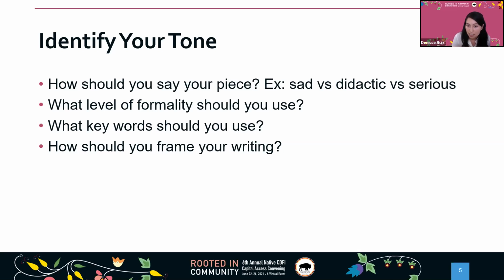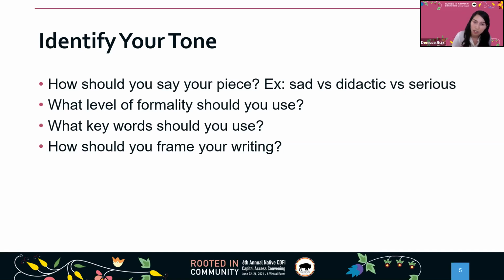You can be didactic, sort of preachy when it comes to your writing, or you can be serious. If you're doing something that's very scholarly, academic, you want to maintain an elevated, detached tone throughout. You also want to identify the level of formality you should use.